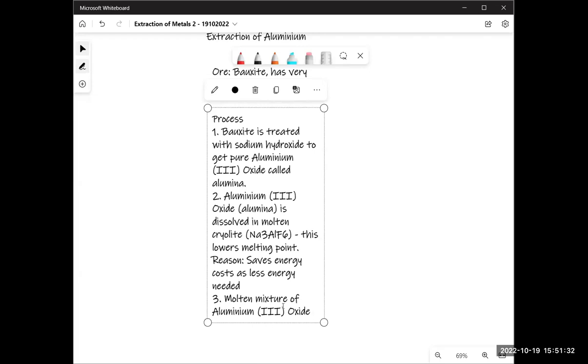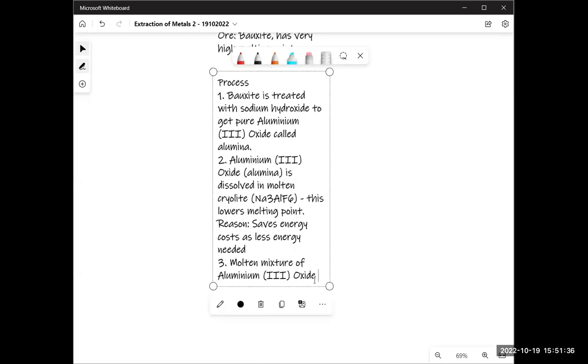Fine. Now, the molten mixture of aluminium oxide and cryolite is electrolyzed with graphite electrodes. That's it.